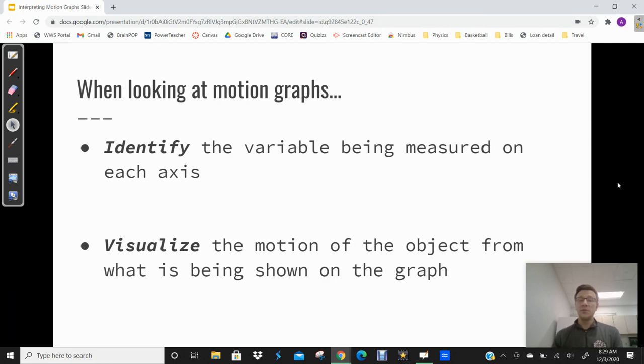If the slope means speed and the slope doesn't change, then your speed is constant. If the slope means speed and the slope is changing, then it means your speed is changing and therefore the object is accelerating. And then on the flip side, when you're looking at a speed versus time graph, your slope means acceleration. So if the slope is constant, your acceleration is constant, meaning that the object is constantly speeding up or constantly slowing down. This should be a nice little intro to your motion graphs.